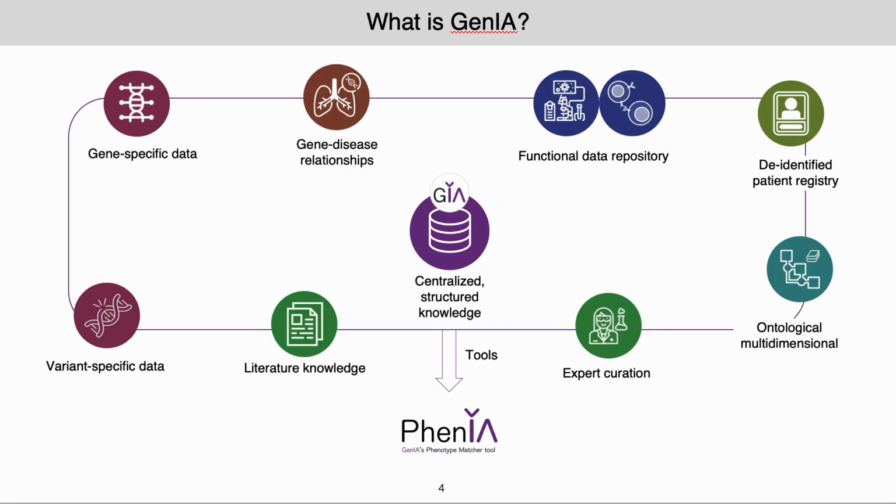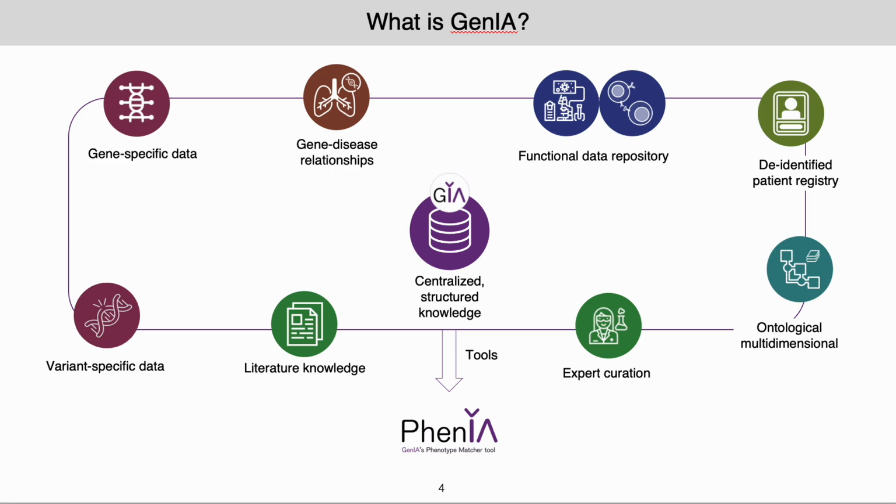Well, GenIA has a lot of different moving parts to it. Of course, gene-disease relationships are the integral part of the data we store, but we also store gene-specific data, variant-specific data, all of the literature that has been published on these conditions and these genes, functional and clinical and immunophenotypic data. And we try to do this using as many different ontologies as possible through the use of expert manual curation and now some AI machine learning tools as well.